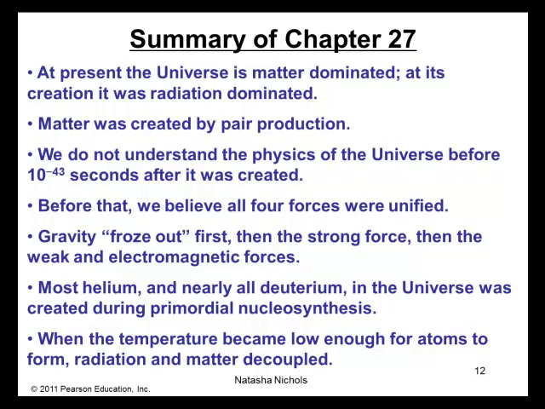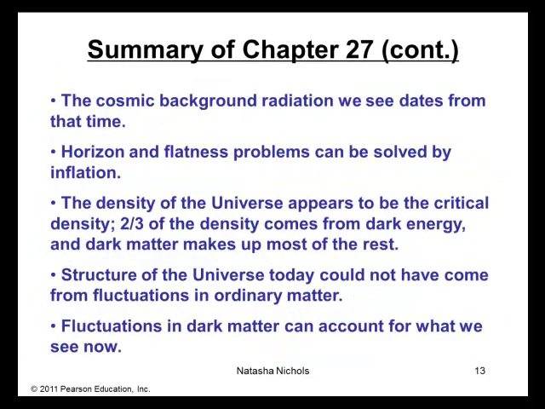Gravity froze out first, then the strong force, then the weak and electromagnetic forces. Most helium and nearly all deuterium in the universe was created during the primordial nucleosynthesis. When the temperature became low enough for atoms to form, radiation and matter decoupled. The cosmic background radiation we see dates from that time.